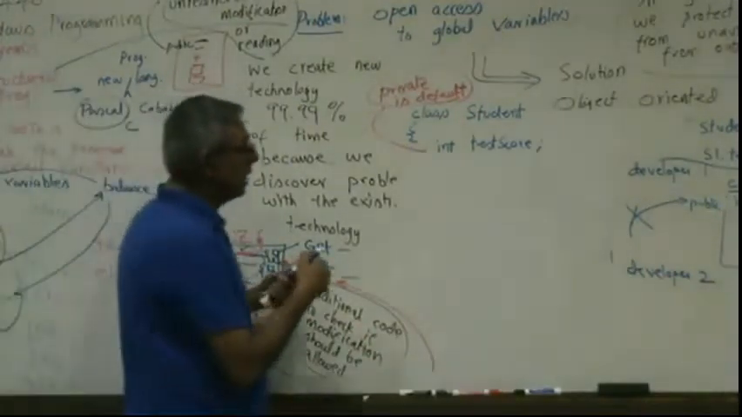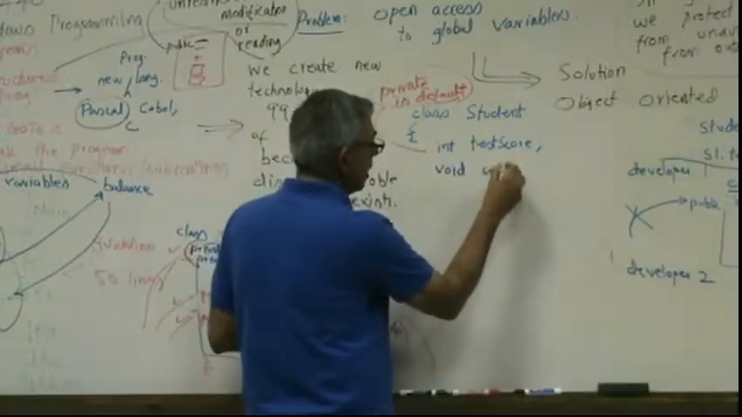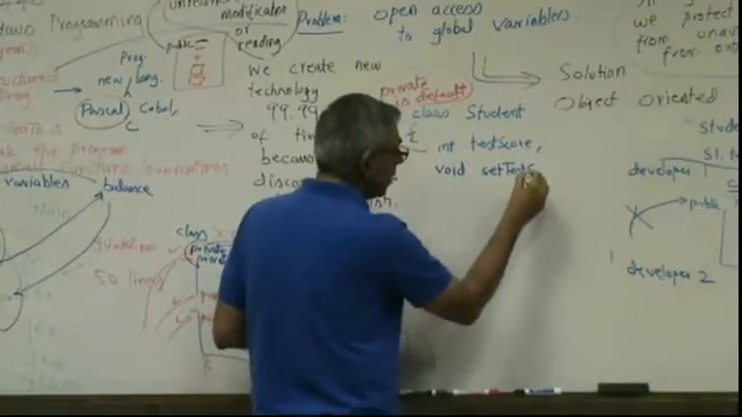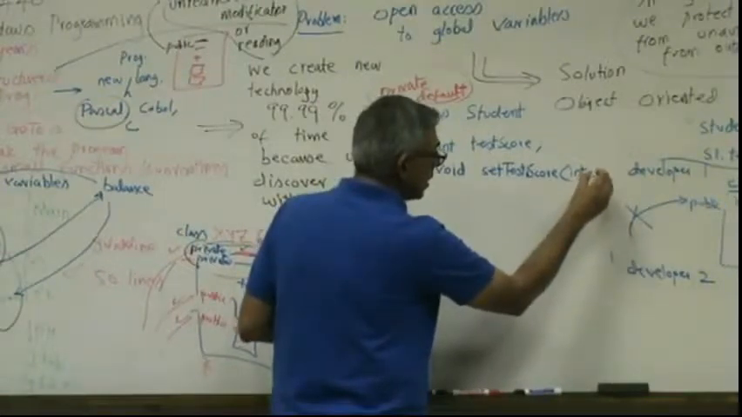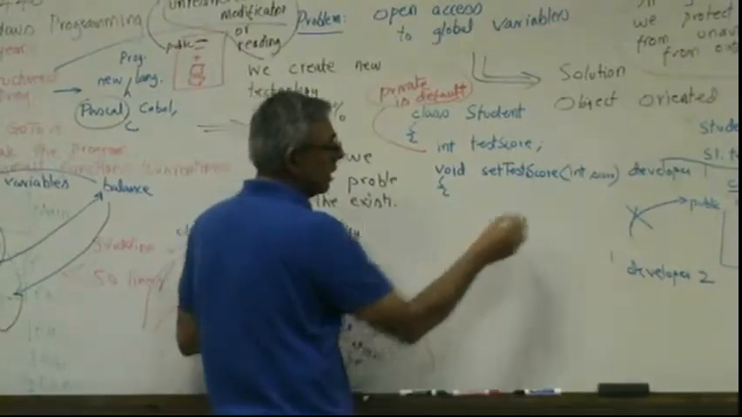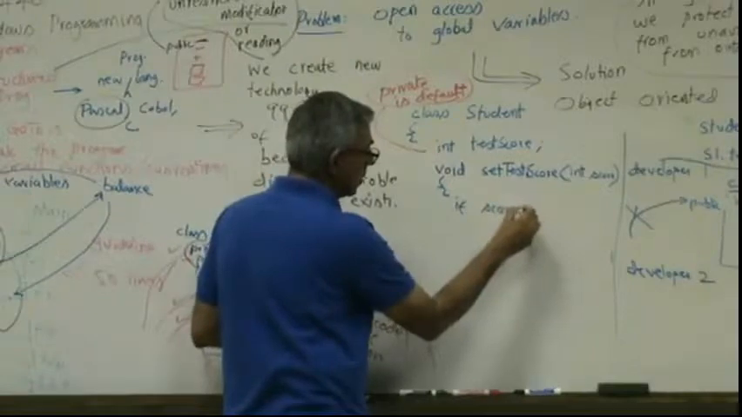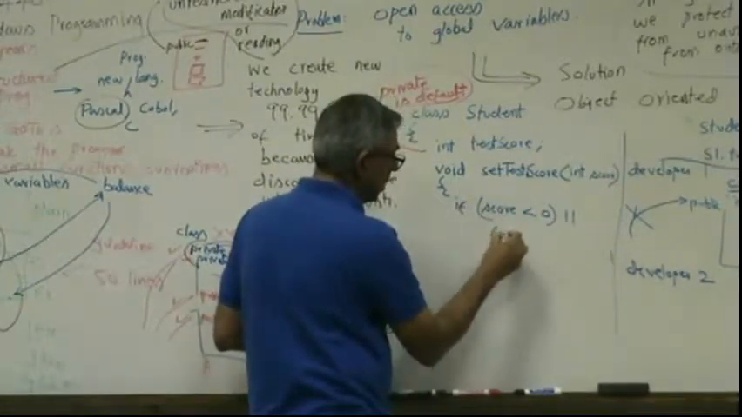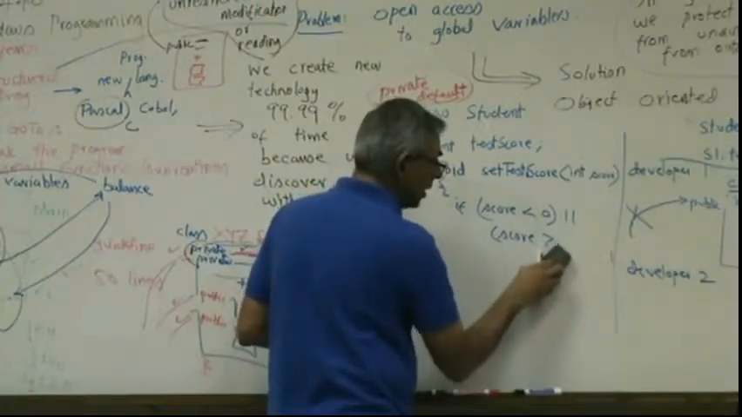Then you will write a set function. Okay, void set test score, so void set test score int, let's say, score. Okay, then you will write if score is less than 0 or score is greater than 100.